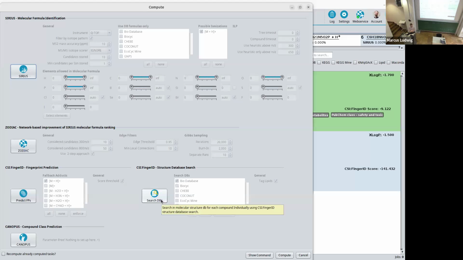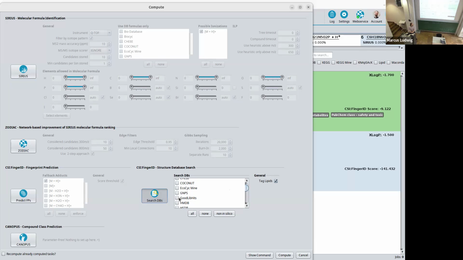I input my compound to the GNPS library. I input the whole set of metabolites there, but I cannot find anything in GNPS, even though I've already put some of my standard compounds or synthetic standard compounds into the GNPS library. So you're asking about this structure database?